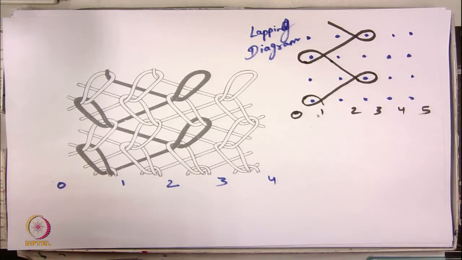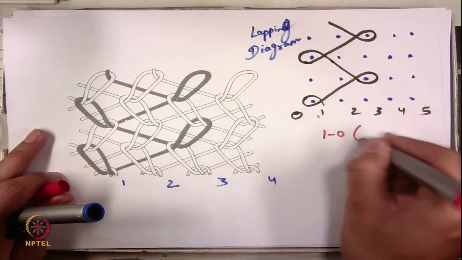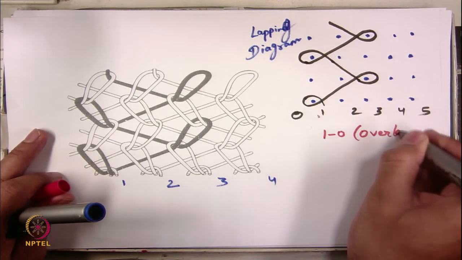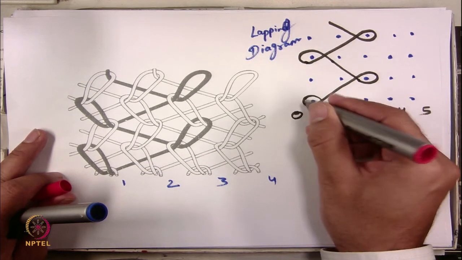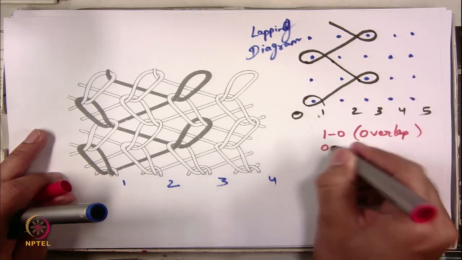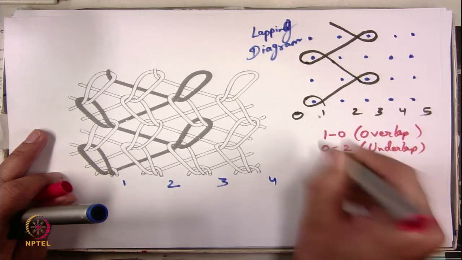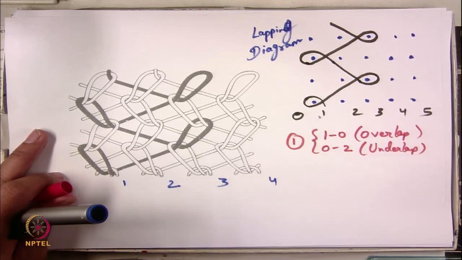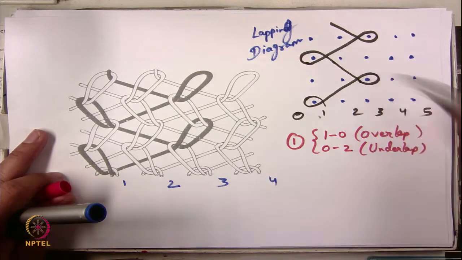So, the lapping number will be from 1 to 0, 1 to 0, this is overlap, because you are moving from 1 to 0, then from 0 to the second position on the back side, 0 to 2, this is underlap. So, you finish course number 1, now you are making a loop on course number 2. Okay. So, this is course number 2.